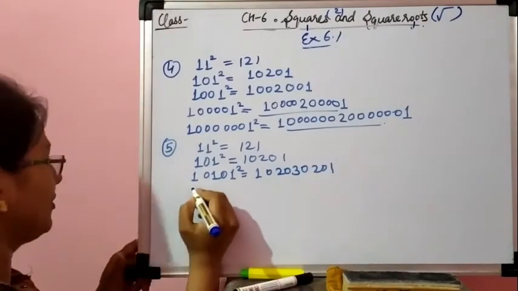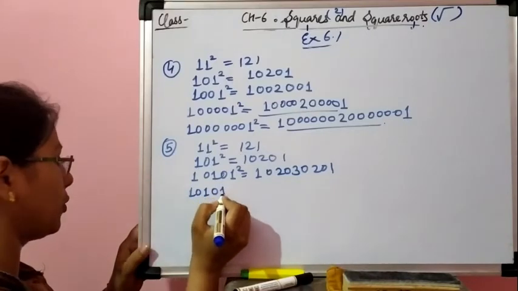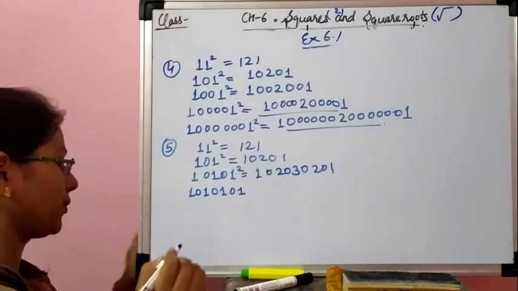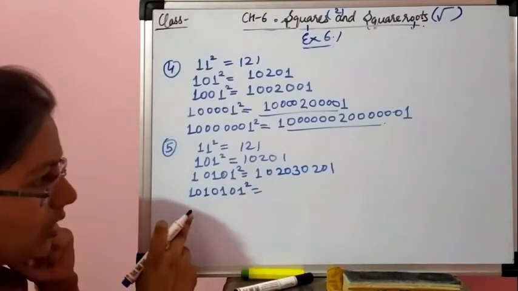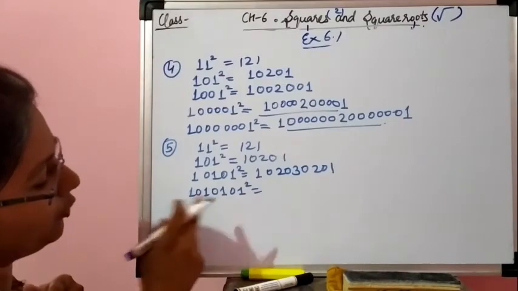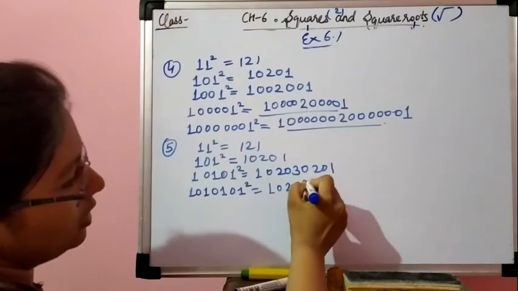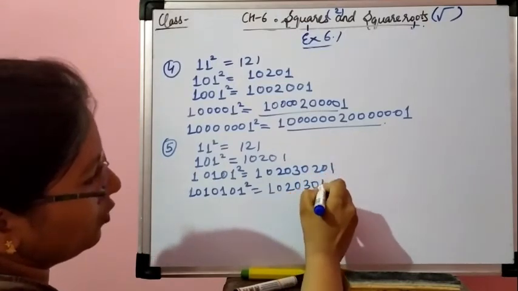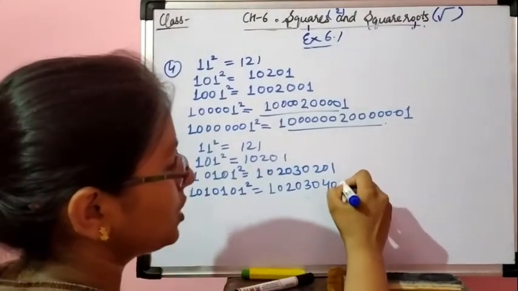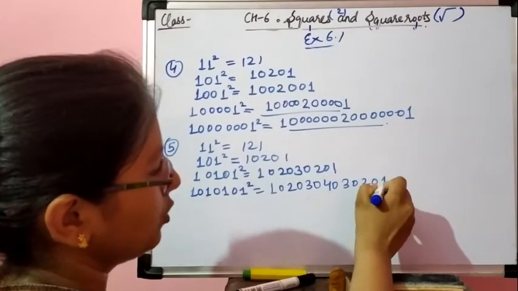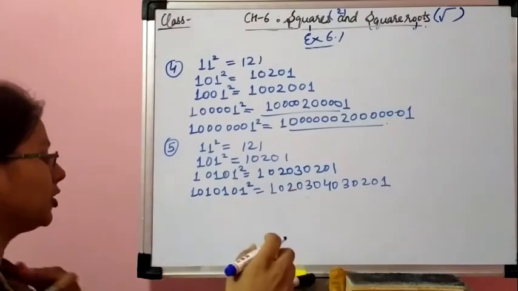Now let's do 1010101. 3 zeros are there in between, and how many 1s are there? 1 2 3 4, so 4 ones are there. So 1 0 2 0 3 0 4. Because there were 4 ones, up to where should the counting go? Up to 4. 4 0 3 0 2 0 1. First it goes up to 4, then again it will come back to 1. So this was the pattern.